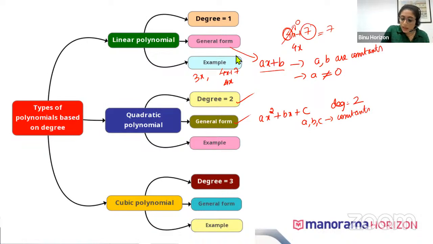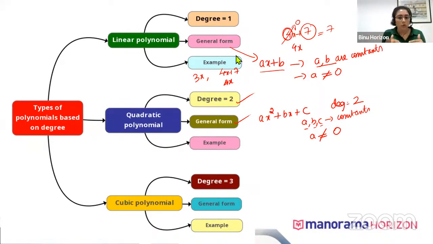Earlier it was a and b only. Now we have a, b, c. These three constants, a, b, c, should all be constants. And particularly a should not be equal to 0. If you go to the higher level, every term, if you look at ax plus b, the first term, that is ax, there a should not be equal to 0. If a equals 0, then we will be reduced to b. So we will not get a linear polynomial.